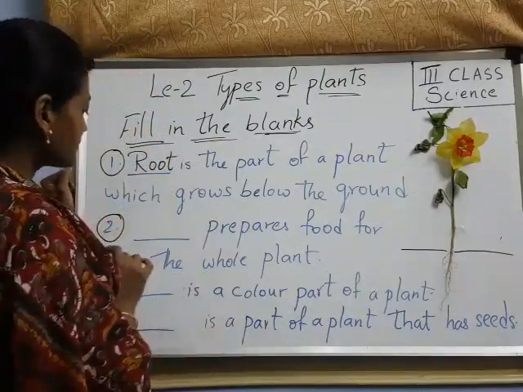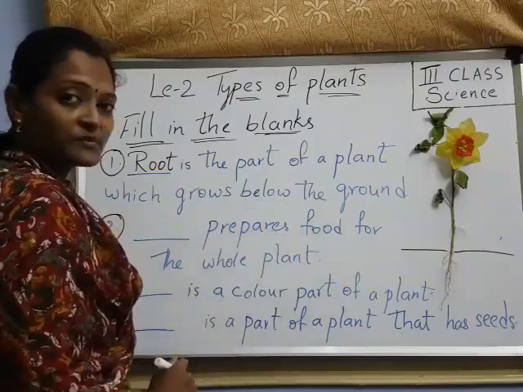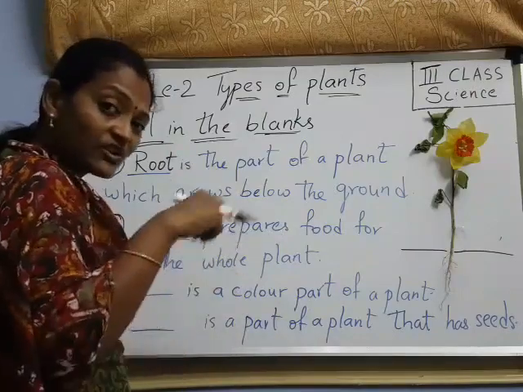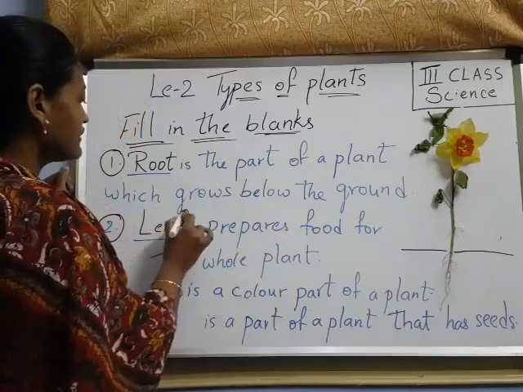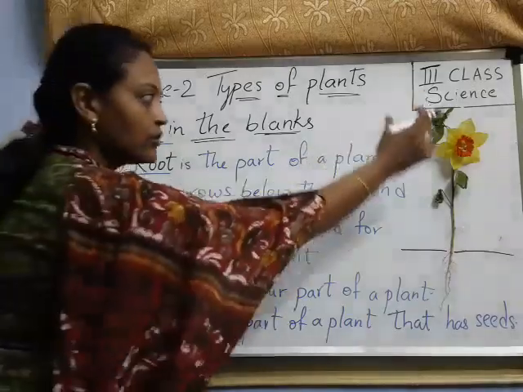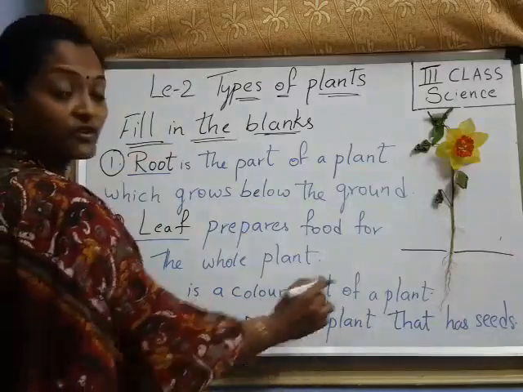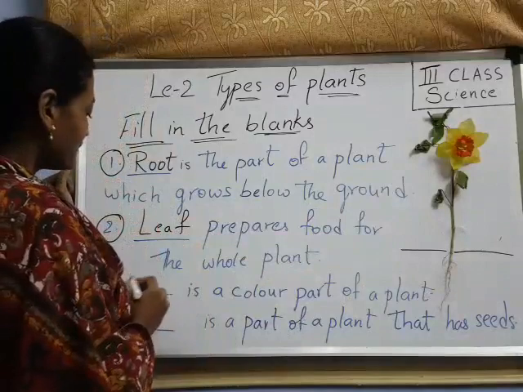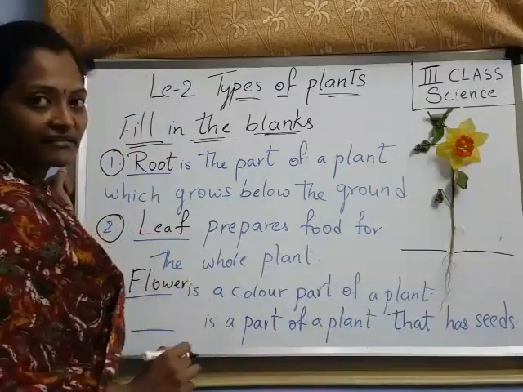Okay. Next, coming to second one. Dash prepares food for the whole plant. Which is preparing food, I said. Which part we call it as a kitchen of a plant? Yes, leaf, right? So leaf prepares food for whole plant, right, children? Next, dash is the colorful part. In this, which is the colorful plant part? Yes, flower, right? So write down there, flower, right, children?